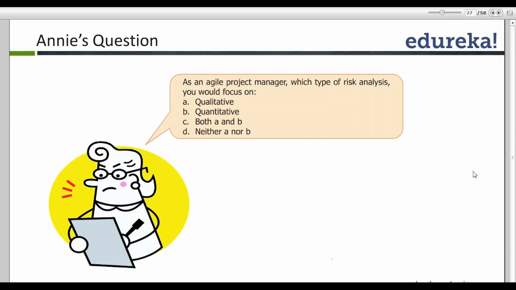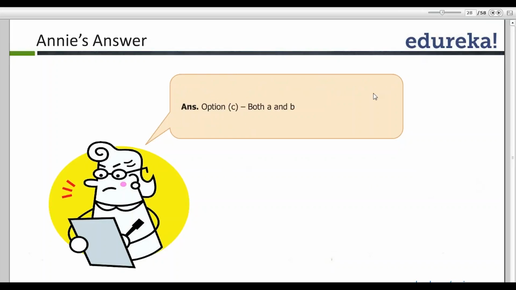The answer which you're giving is, okay, you're not, okay. It is C, both qualitative and quantitative risk analysis is the answer. And yes, that's correct. You have to do both qualitative as well as quantitative risk analysis.